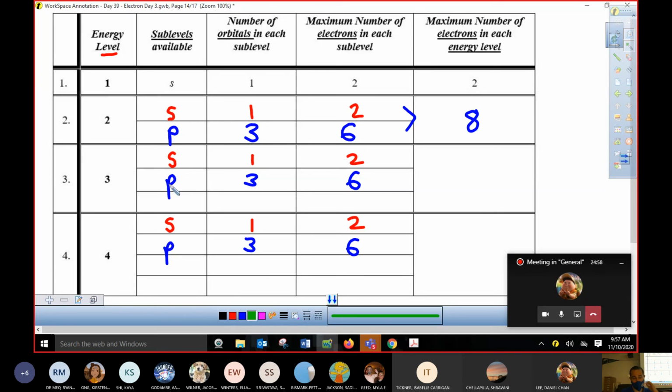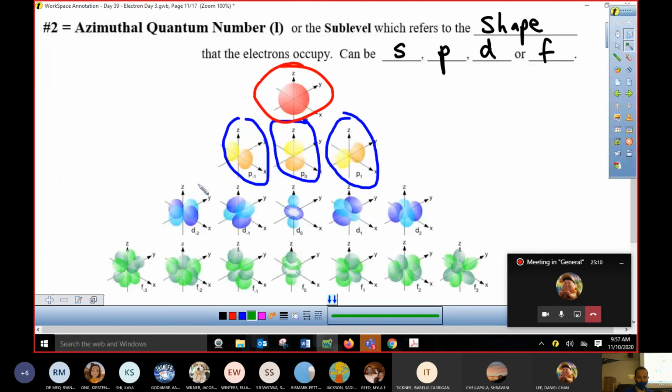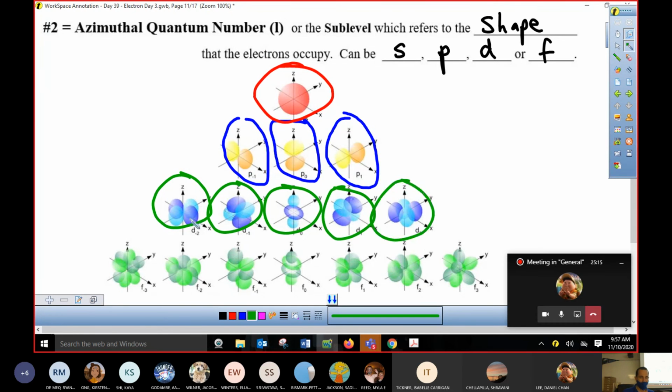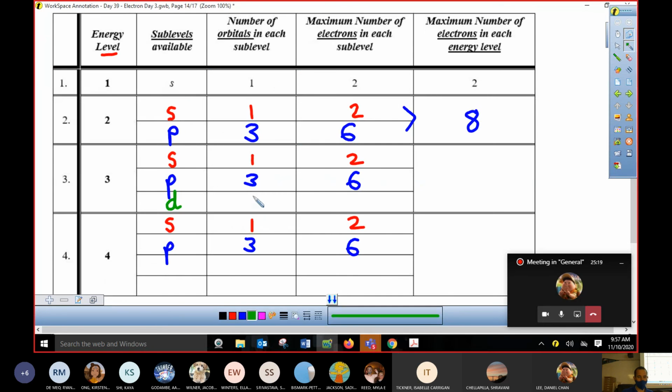Third energy level is even bigger. So there's even more room for electrons. So there's S's, 3 S's, there's 3 P's, and then there's also room for the D sublevel, the D orbitals. And if we go back and look at our chart diagram, look, there's 1D, 2D, 3D, 4D, 5D. There's 5 different types of D orbitals. Each one of those can hold 2 electrons. 5 times 2 is 10. So there's a 3D, there's a 4D, there's a 5D, there's a 6D.